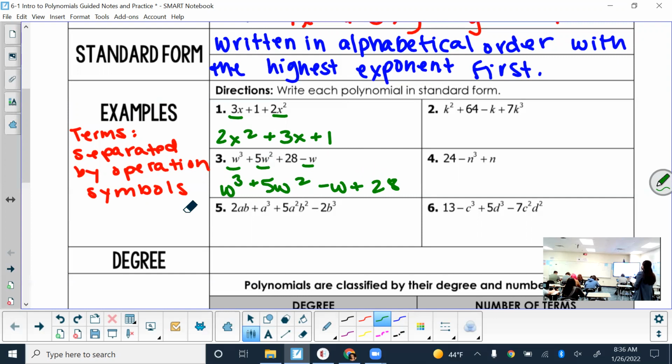All right, now let's look at one that has multiple letters in it. So number 5. So look at the letters that we're dealing with. We have A's and B's. What comes first, A or B? A, so look at all the ones that have A's. So first term, second term, and third term have A's. So just between the ones that have A's, which one has a higher exponent on the A? A cubed. So that one will be written first. What will be written next?